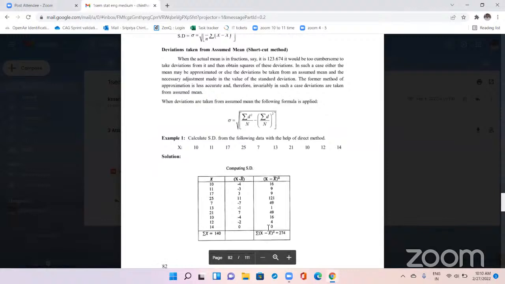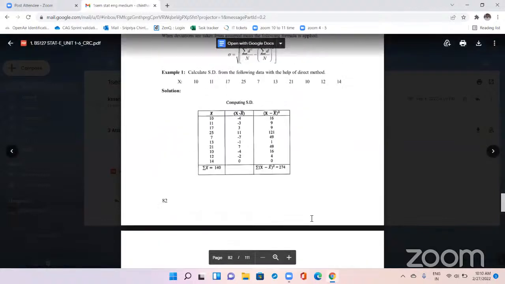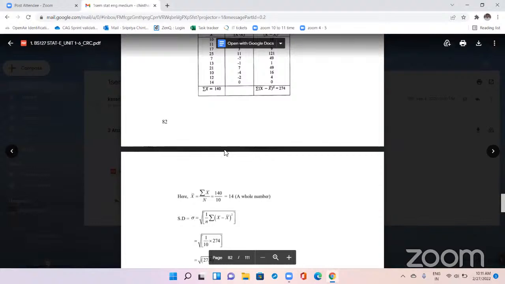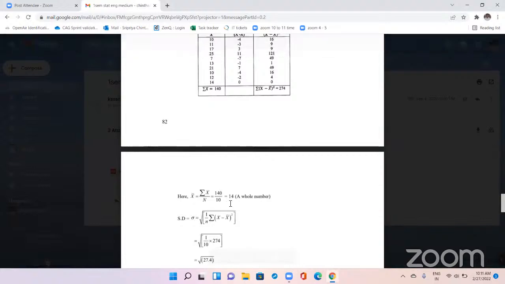First of all, calculate the mean value of the given series. Here x bar is equal to 1 by small n sigma x. Sigma x is 140, and small n is the total number of items, which is 10. So 140 by 10 equals 14. Clear? Any doubt?